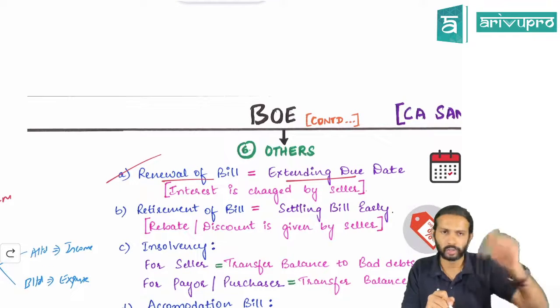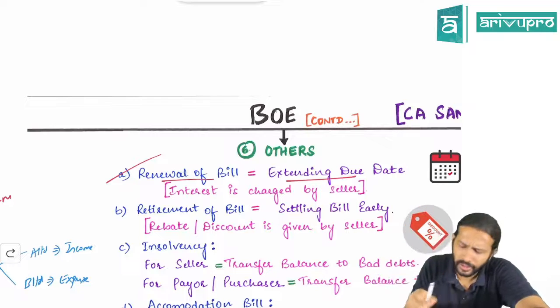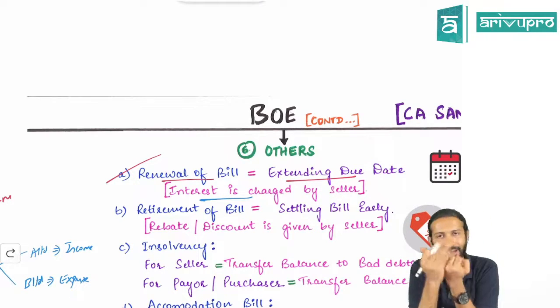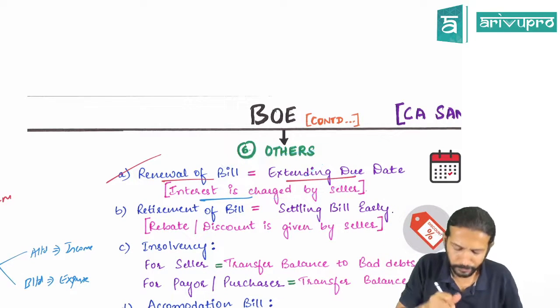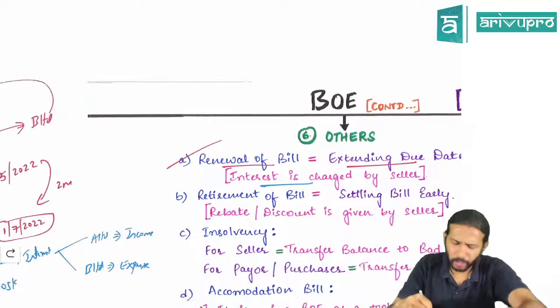So renewal simply means extending the due date. Whenever renewal happens, the interest is charged by the seller. So for the seller, that is A Limited, it will be an income. For the other party, the purchaser, it will be an expense. So you need to do that. Got it? If you've got this, there is one small additional thing, a small loophole here.